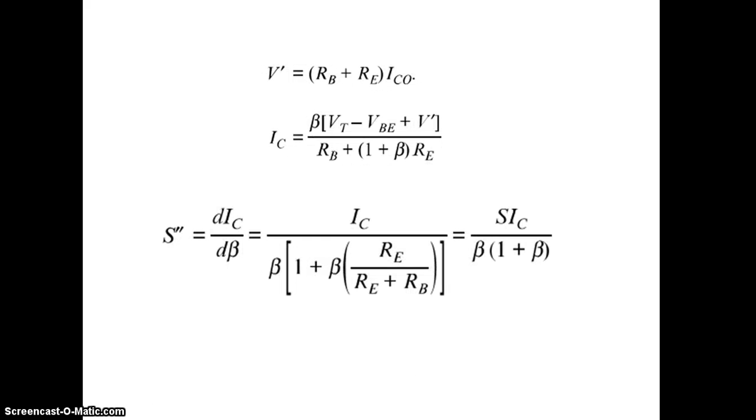So we have discussed five different biasing configurations for BJT, starting from fixed bias to self bias. Next we will go for biasing of JFET.